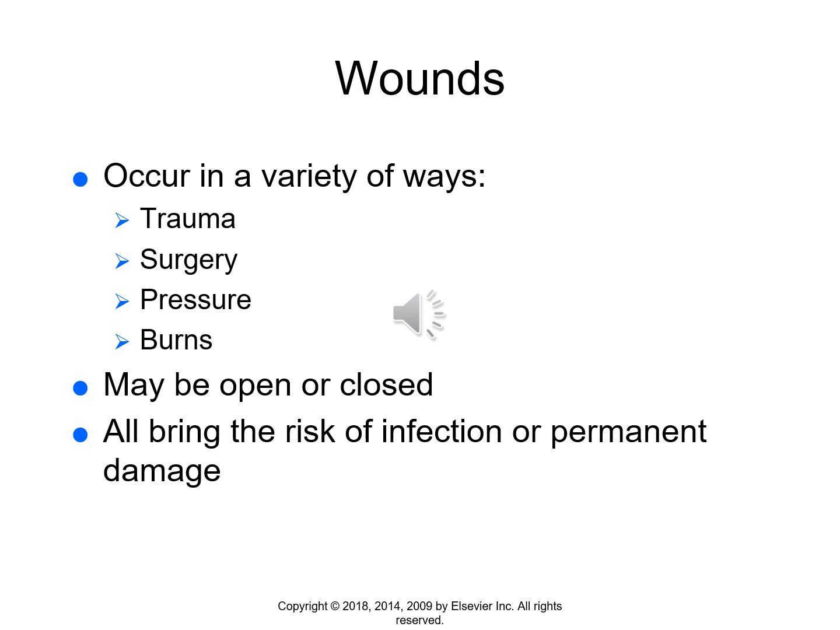Okay, so there's a lot of different ways you can get a wound. Maybe you had some type of trauma. You hit something or something hit you. A surgery, you get a wound from a surgery. Pressure, burns. Your wounds can be open or they could be closed. Open meaning the skin is broken, and so that wound is actually open. Closed meaning the skin is not broken.